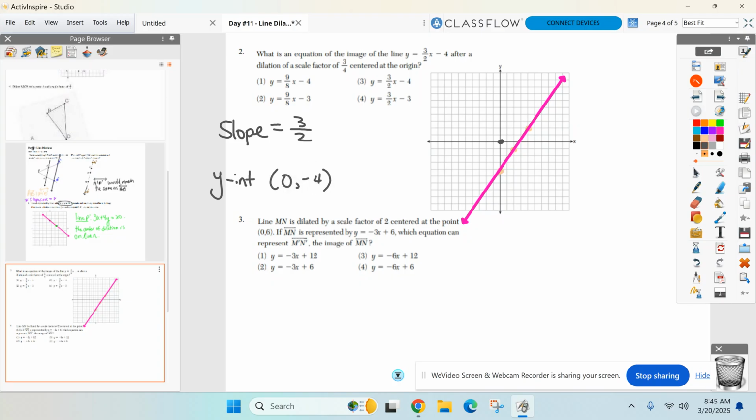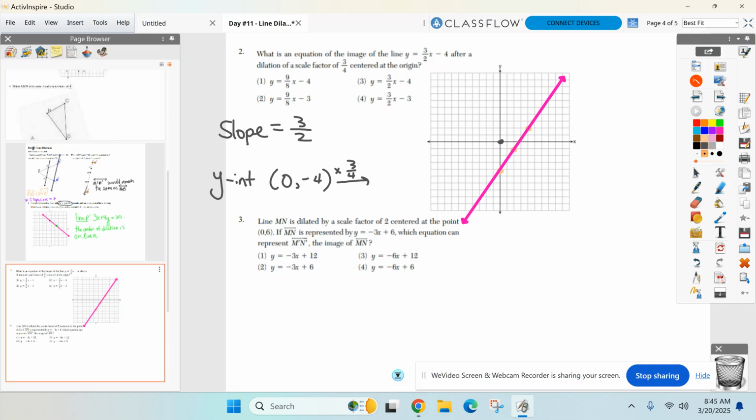Everybody agrees? Okay, where are we dilating around again? Origin, I think we got a shortcut, don't we? To find new points if I dilate around the origin. What's my scale factor again? 3/4. What do I do with the scale factor and the coordinates if I'm dilating around the origin to find the new points? We had that shortcut which said what? Multiply by the scale factor. So I'm going to take 0 and -4 and multiply them by 3/4 because it's around the origin. And I'm allowed to do that shortcut.